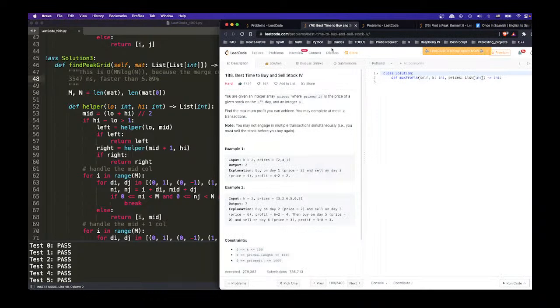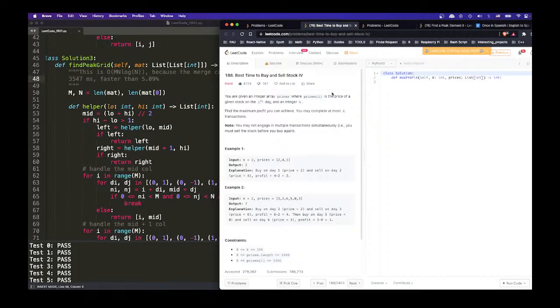Alright. Wow, this is an old problem. I've done this many times. But I think I'll still struggle a little bit, but we'll see. So this is best time to sell and buy stock. So we use a state machine for this. That's all I remember at the moment.